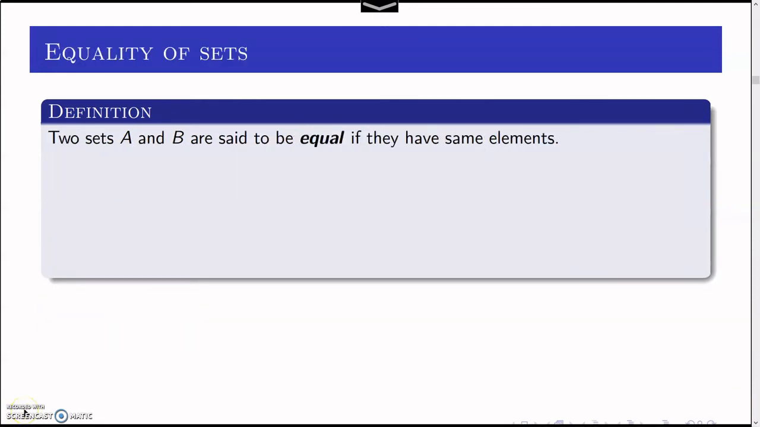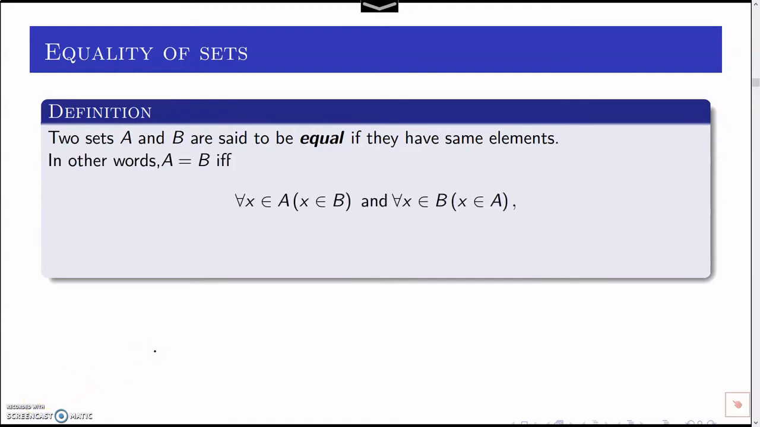Next is equality of sets. When do we say that two sets are equal? Two sets A and B are said to be equal if they have same elements. So every element of A should be present in B and every element of B should be present in A. Okay. So in other words, A is equal to B if and only if, using quantifiers, you put it this way: for all x in A, x is in B, and for all x in B, x is in A. Okay, so this is the condition required to say that two sets A and B are equal.